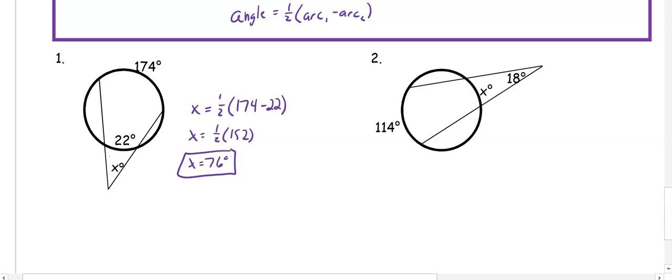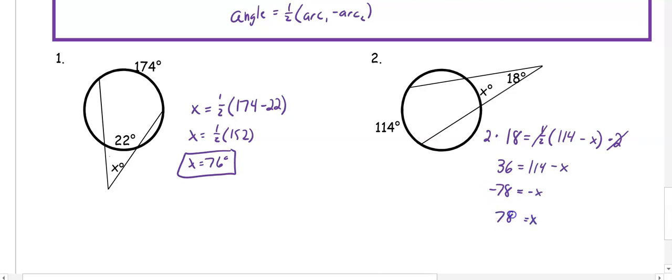Now, in number 2, the angle is 18, so we're going to put that by itself, equals 1/2 the further arc minus the closer arc. Again, to get rid of that half, we're going to multiply both sides by 2, so the half and the 2 cancel out. 36 equals 114 minus x. We can subtract 114 from both sides, so negative 78 equals negative x. Divide by negative 1, so x is 78 degrees. Remember that x should always come out positive because it's representing an angle measure.